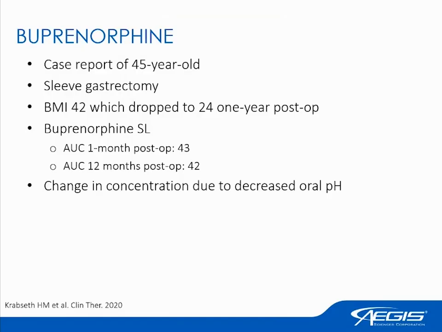And they looked at the area under the curve at 1 month and at 12 months. There was a 1-point drop from 43 to 42. This change in concentration was deemed to be due to a decrease in oral pH, which is common following a gastric bypass surgery and impacts the oral absorption. There were no recommendations for change, but just to be mindful, you may want to increase the monitoring of buprenorphine in patients who have undergone these procedures, just to ensure that they're getting adequate absorption sublingually.